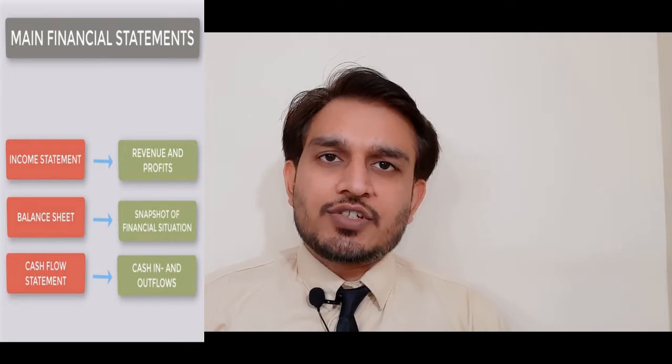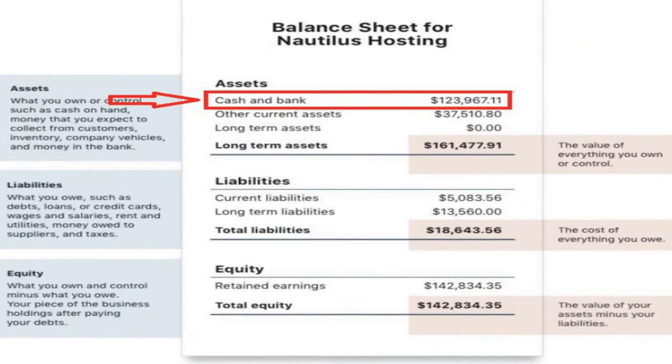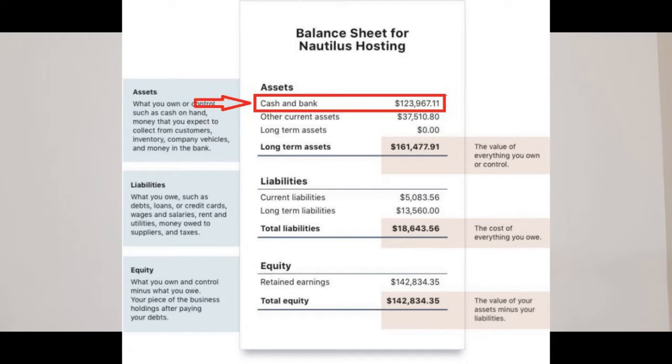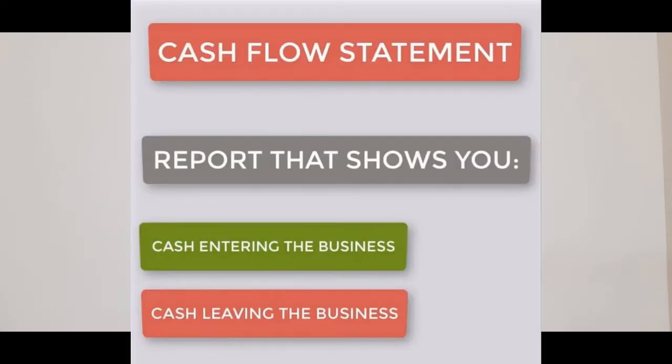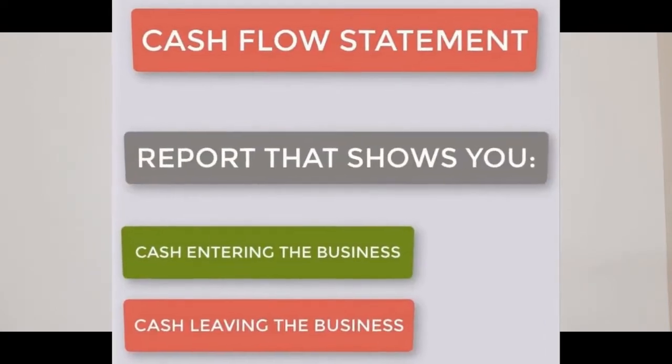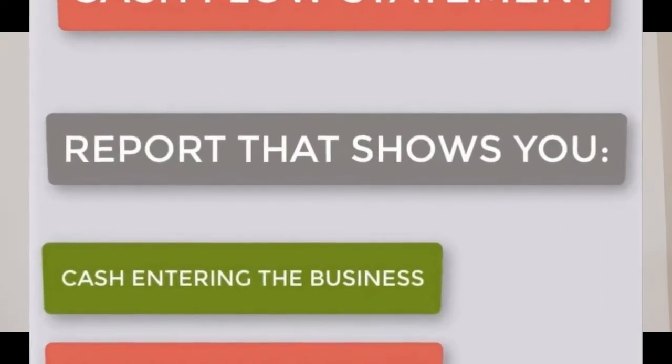Now let's understand the cash flow. Cash flow tells us how the business is managing its cash. If you want to know the cash position of a company, you can go to the balance sheet and check the cash and bank balance. It gives you the cash position of a company. But you will not come to know how cash is coming into the business and how cash is going out of the business. For that, we need to understand the cash flow statement. Let's start.